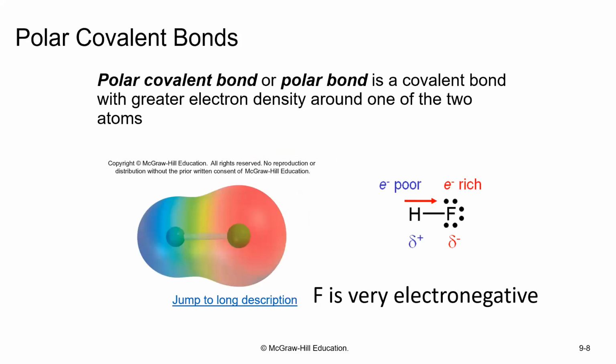Okay, so if we're looking at a polar covalent bond, we can see we have a dipole. We can see the oxygen is pulling the electron density away from the hydrogen. So it's very polar covalent. But again, it's still covalent. So slightly positive, slightly negative.